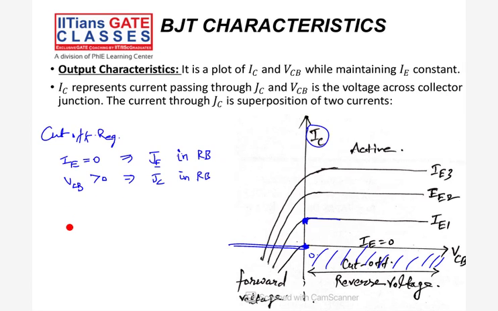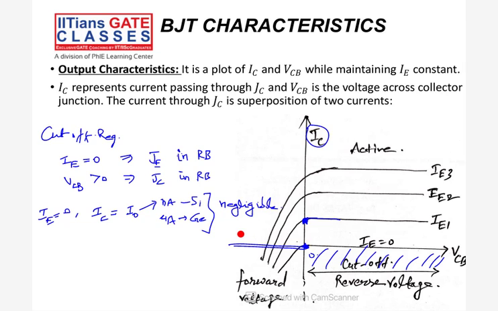So here, if IE is 0, IC will be only I naught. I naught is in nanoampere for silicon and in microampere for germanium. These two things I'll have. And it is very small, or we can say negligible. So it means there is no current. IC is almost 0, and our transistor will be in the cutoff region. So this is the cutoff region concept.